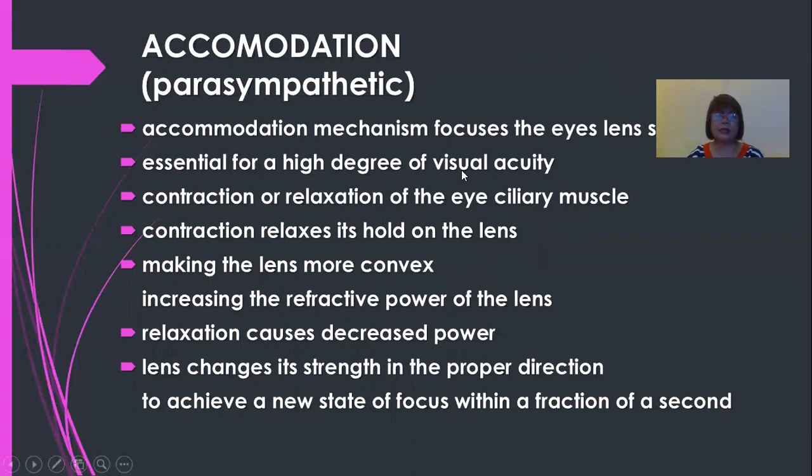We have seen earlier that the parasympathetic is the one in charge of accommodation. How again? It contracts the ciliary muscle, relaxes the hold on the lens, making the lens more convex, increasing the refractive power of the lens. Relaxation causes decreased power. The lens changes its strength in the proper direction to achieve a new state of focus within a fraction of a second. So let's now have an example.